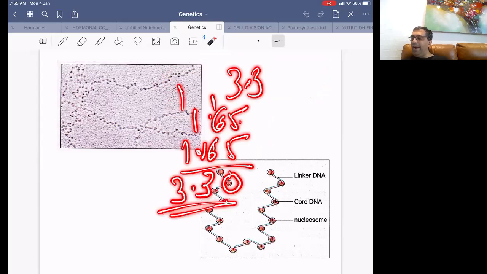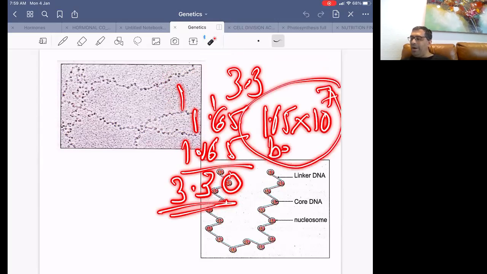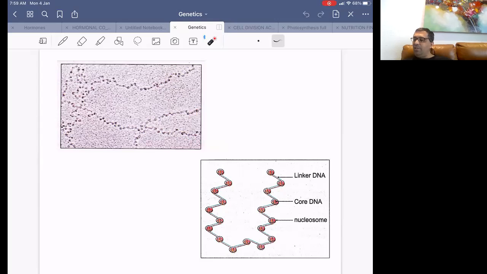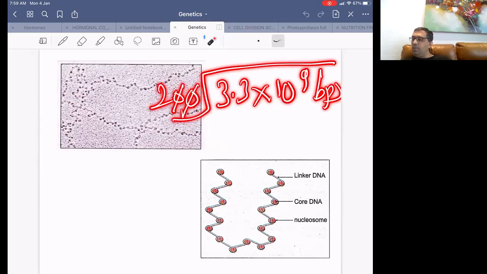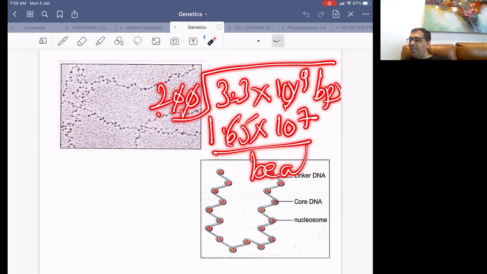So around 1.65 into 10 raised to 7 beads are there. That is 3.3 into 10 raised to 9 base pairs divided by 200 is 10 raised to 7, and 3.3 divided by 2 is 1.65 into 10 raised to 7 beads are there in one DNA.